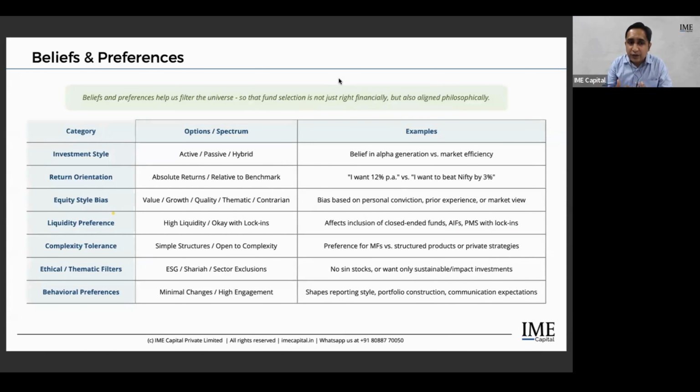The different types of equity styles, there are different types of liquidity preferences. There are different levels of complexity that an investor may be comfortable with. There are sometimes certain ethical filters that may be relevant for certain types of investors. There may be certain themes that an investor is interested in investing in. And there may be certain behavioral preferences. All of these basically get captured as part of a discussion and help identify, within a particular category when you're looking at different funds, which is the kind of fund that the investor would prefer to go to.